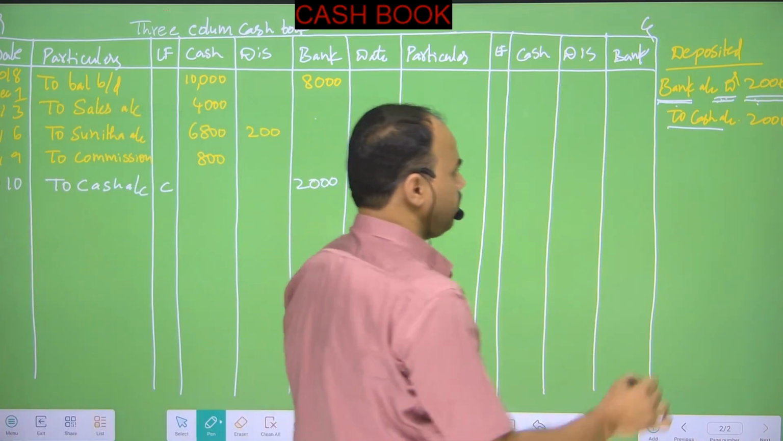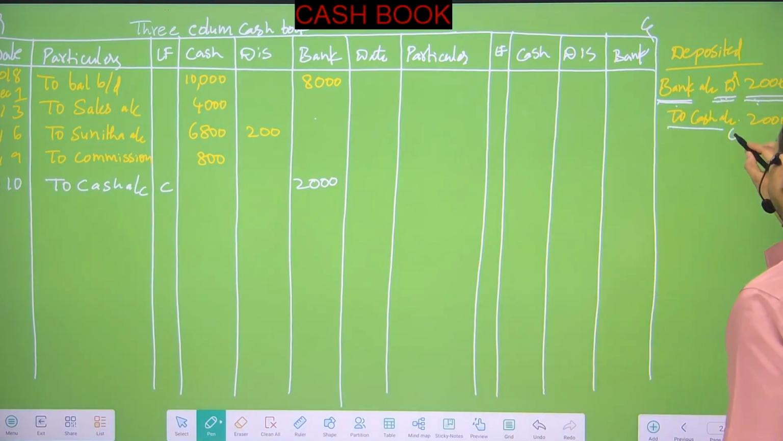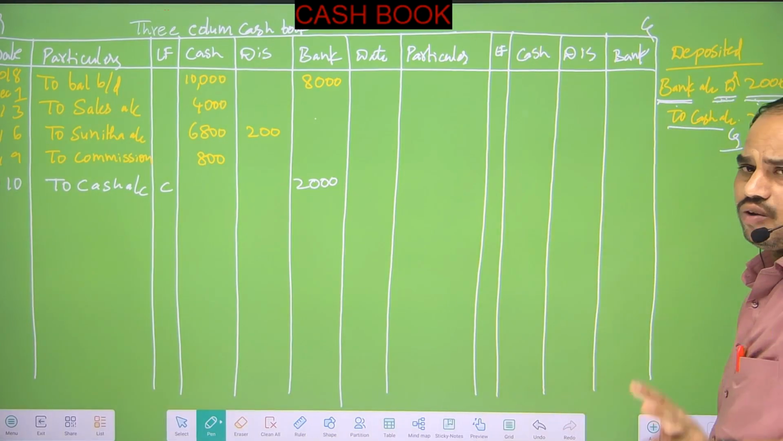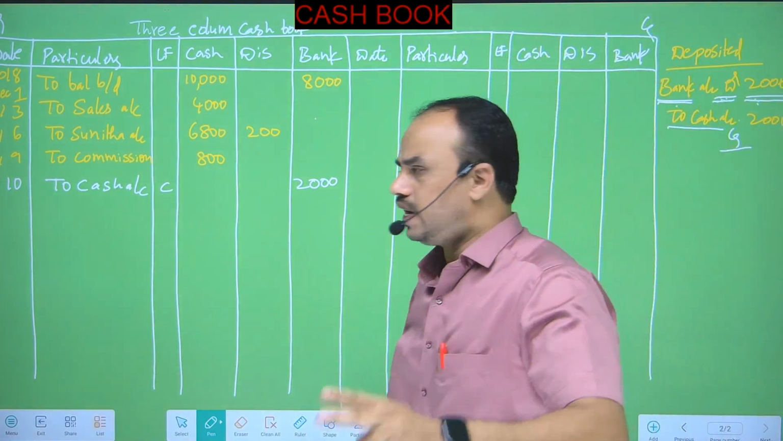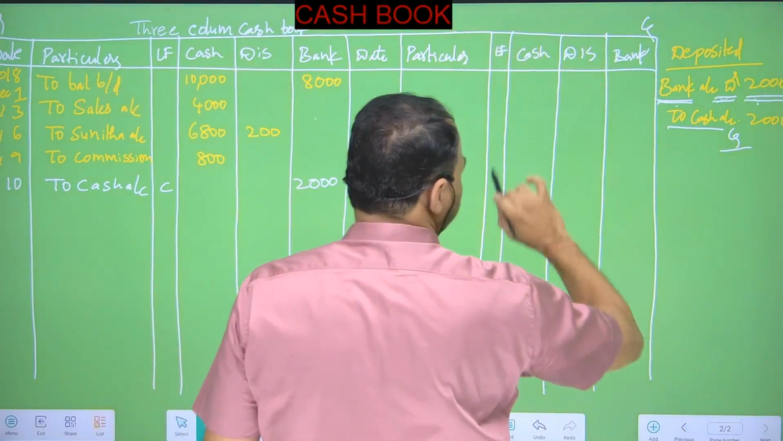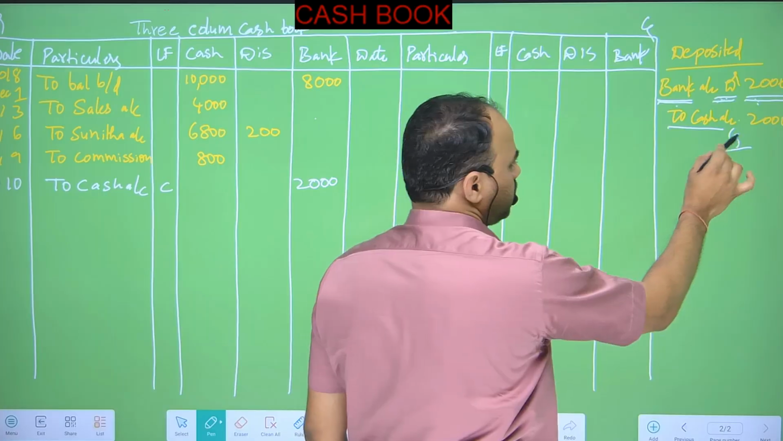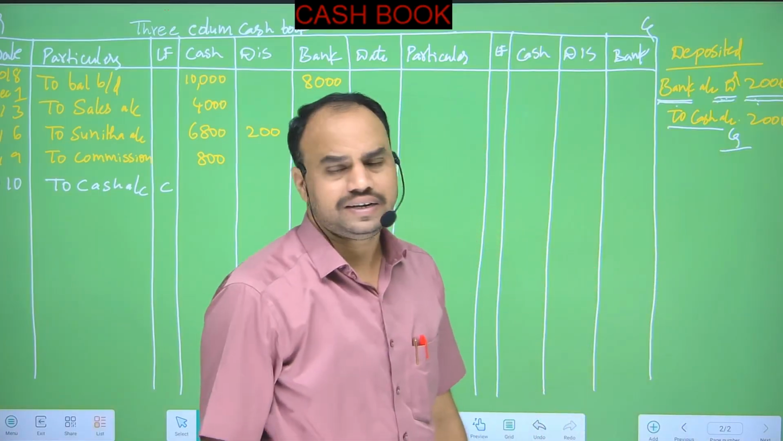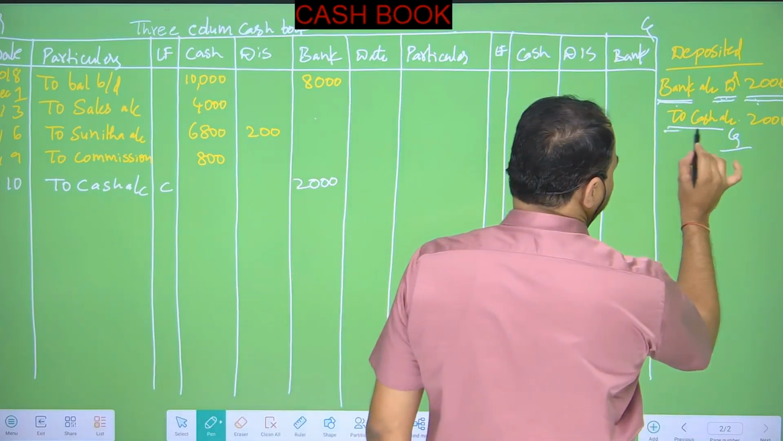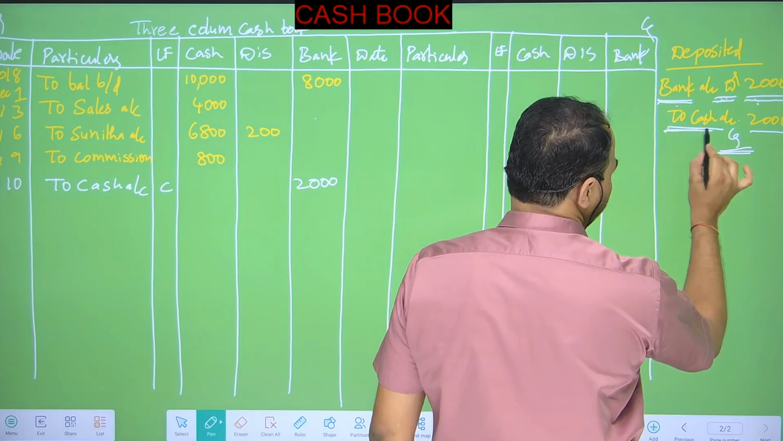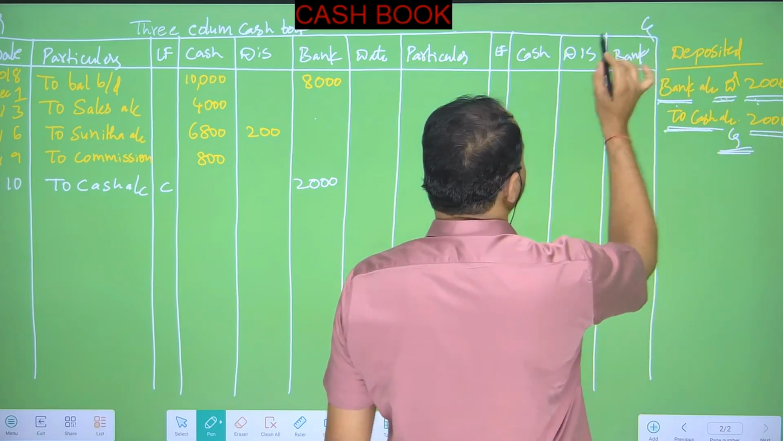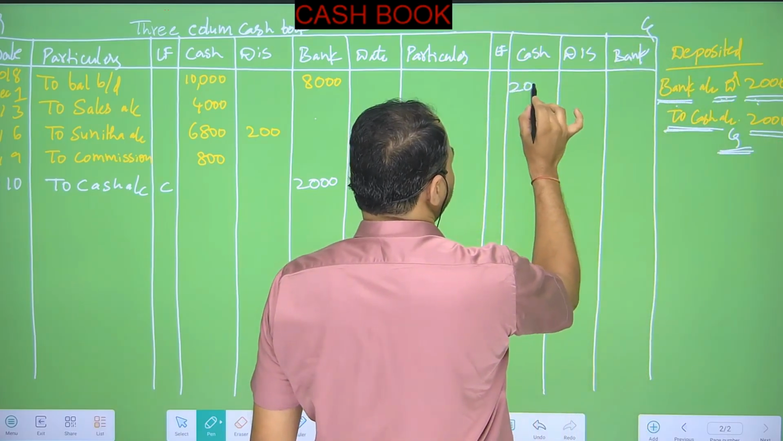Okay, now see, bank is on the debit side, that means cash is on which side? Credit side. We have only 2 sides, one is debit side, another one is credit side. Bank is on the debit side, that means automatically cash is on the credit side. So write in the cash column, credit side, 2,000.